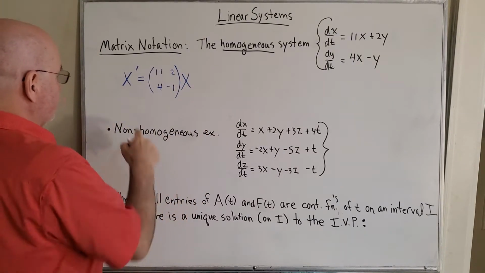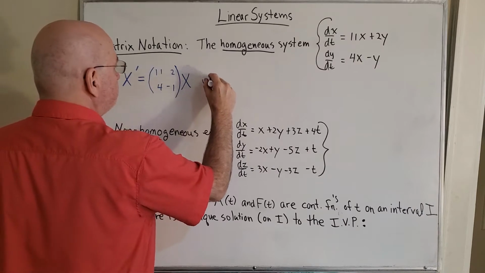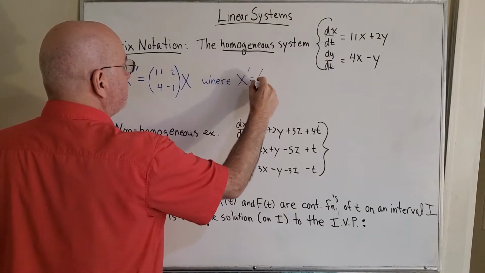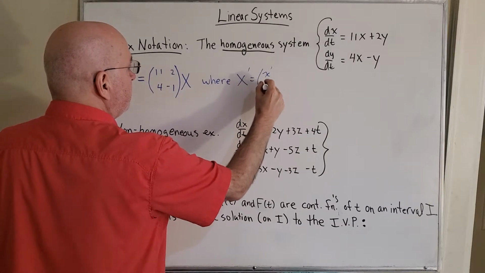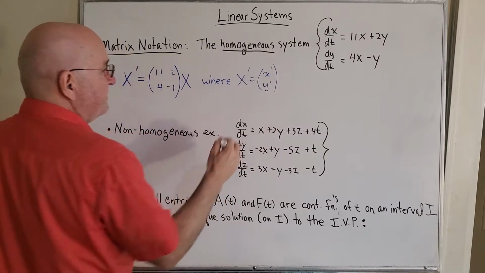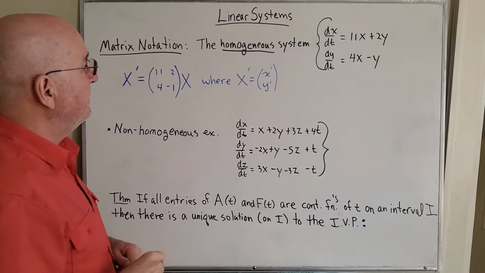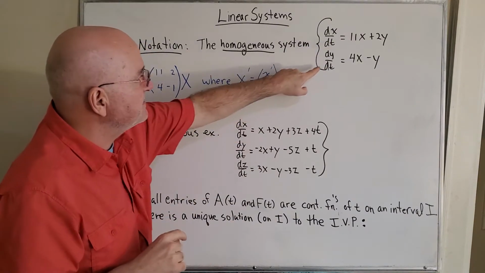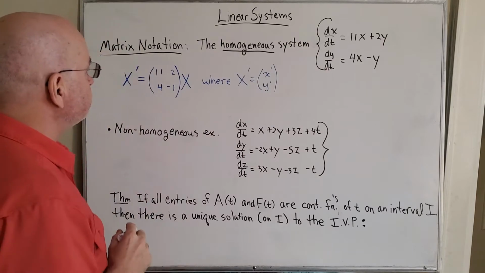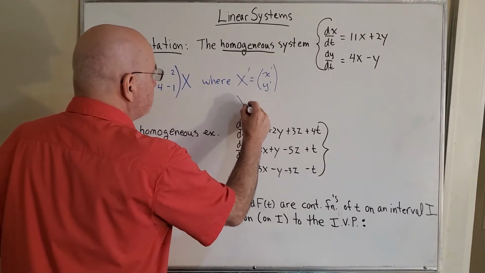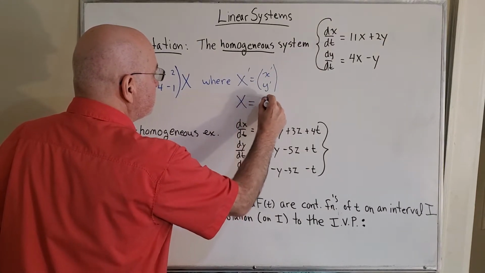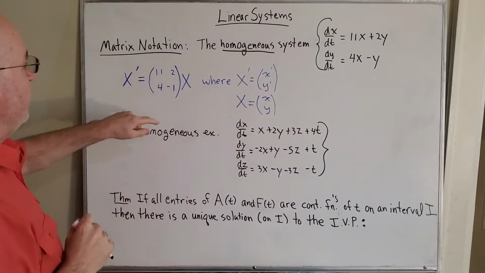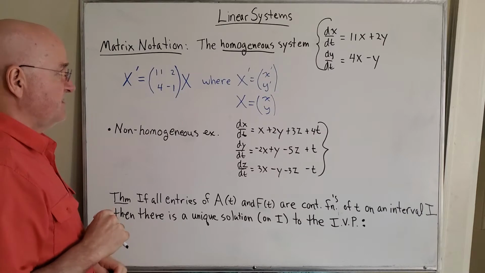Where, and let me write this down, x prime is this column matrix. This x prime is the same as dx/dt. This y prime is the same as dy/dt. And x is just x, y. That's what we're looking for. We want to find out what x is.